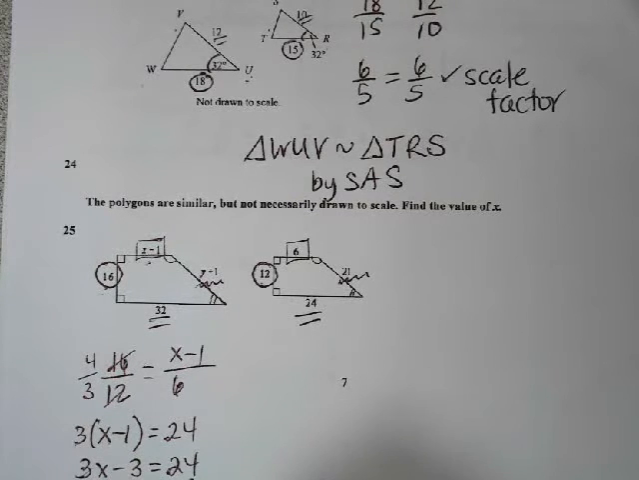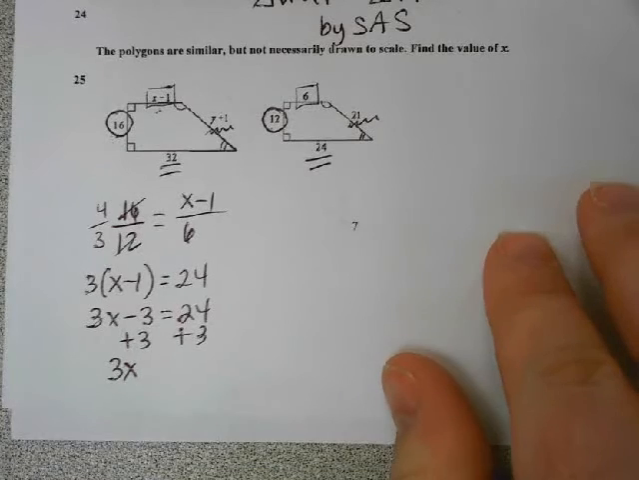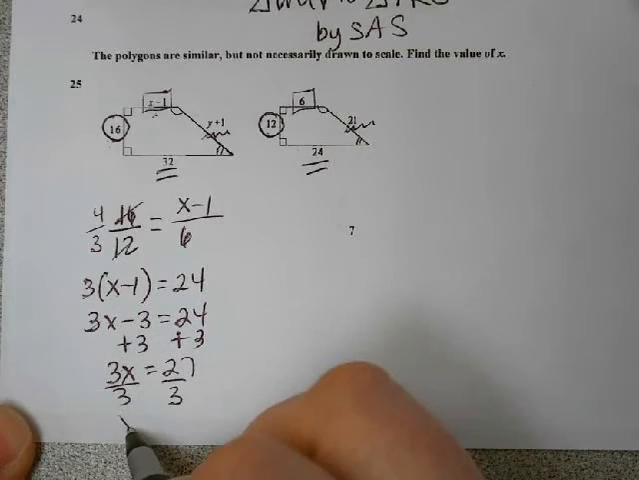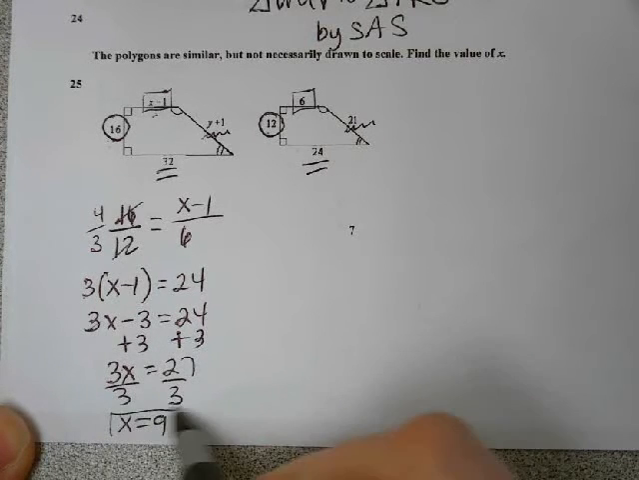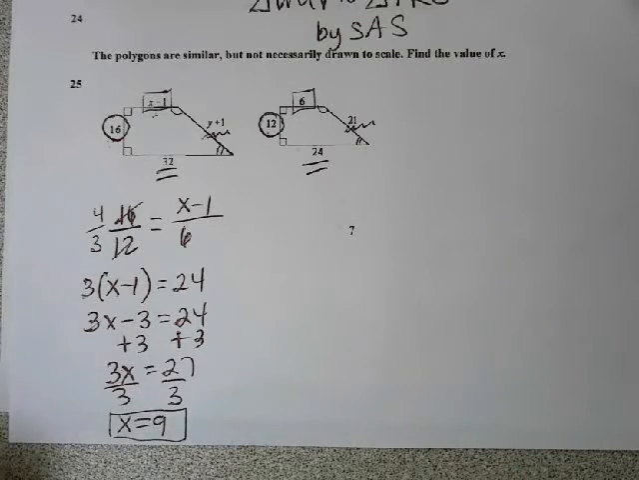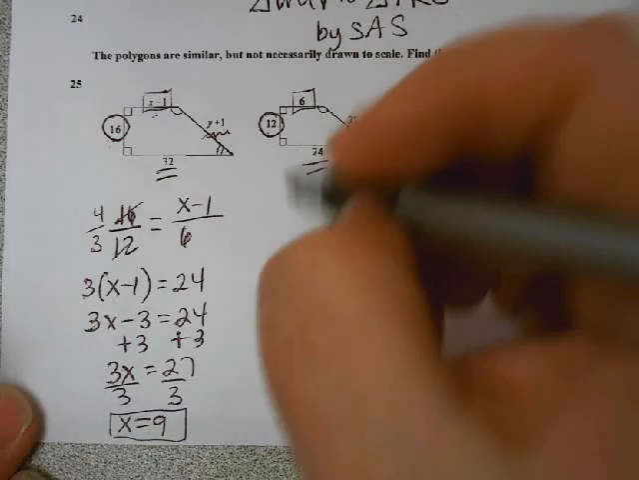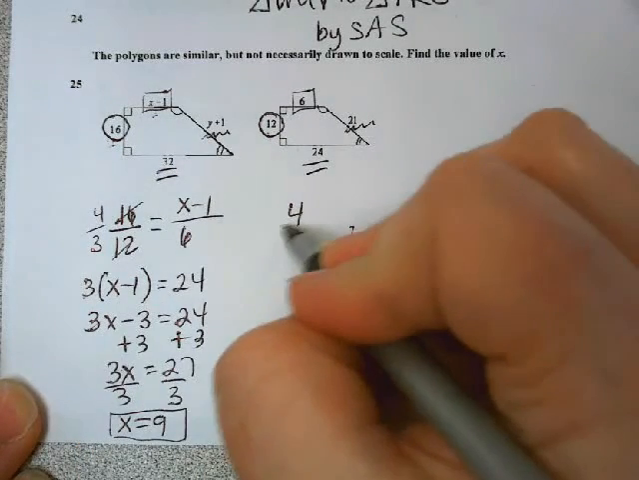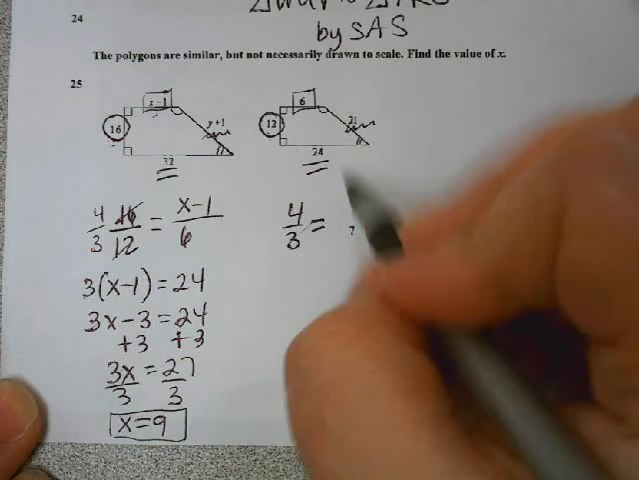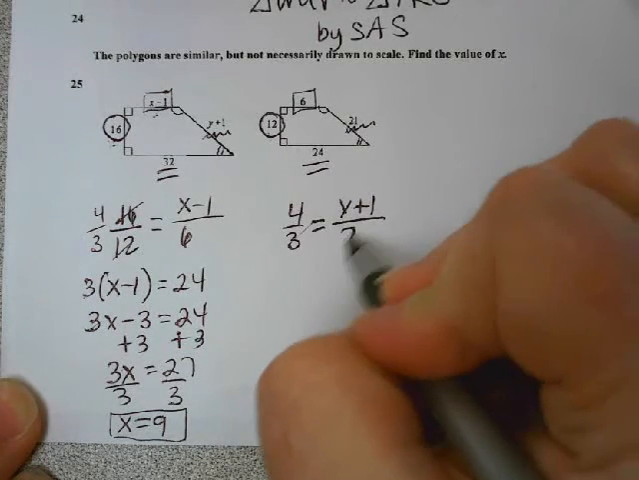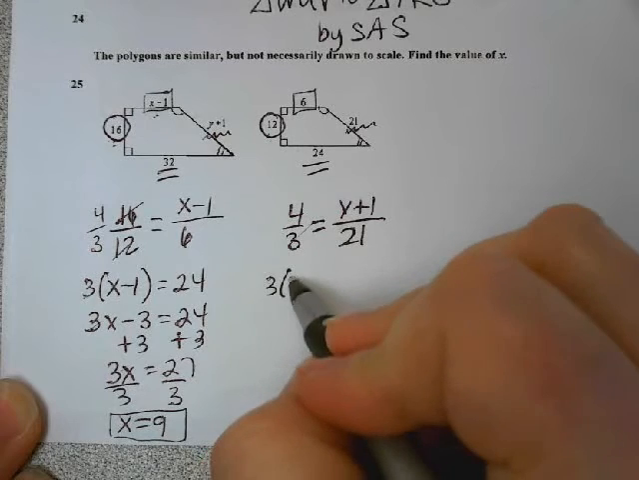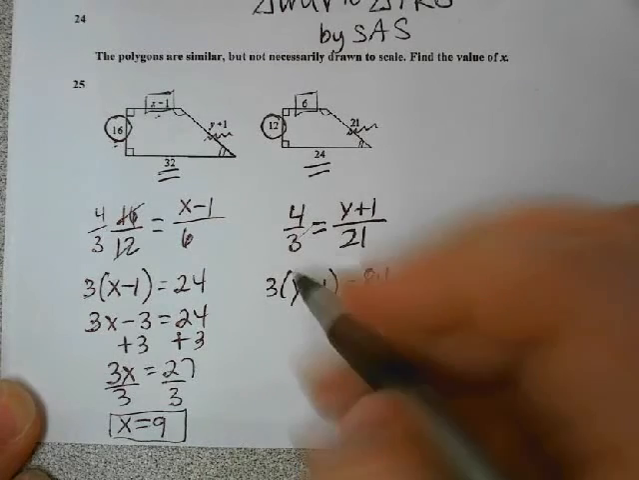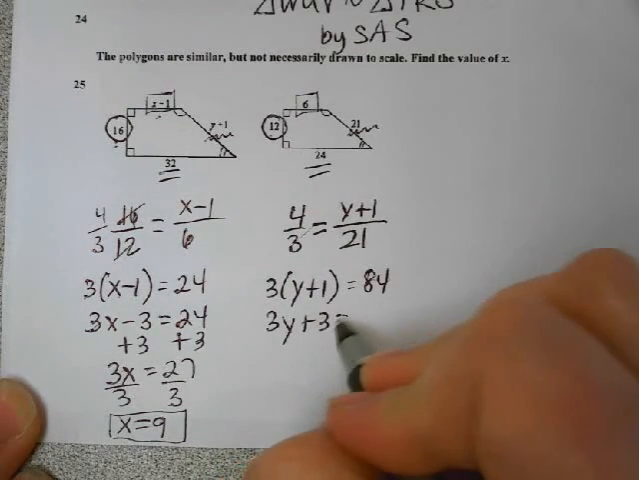Because it's bothering me, I'm going to solve for Y as well. So I'm going to also just say, keep it the same thing. 16 is to 12, and I know that reduces to 4 thirds, so I'll leave that as is. As Y plus 1 is to 21. And I'll cross multiply. 3 times Y plus 1, 84. 3Y plus 3. So distributing through, don't forget to distribute. We'll subtract 3. And divide by 3. Y equals 27.